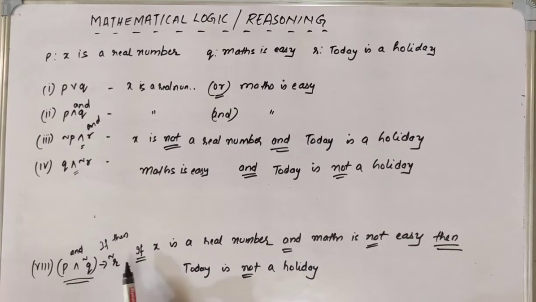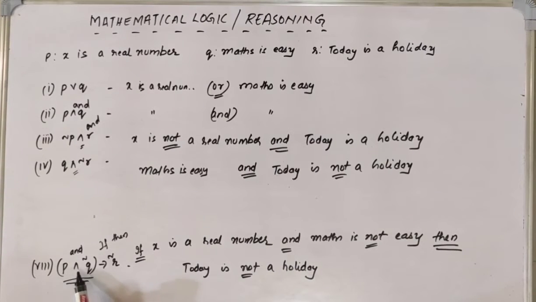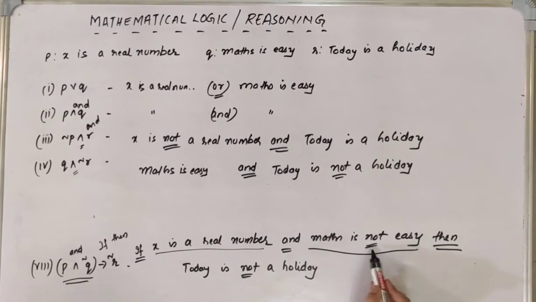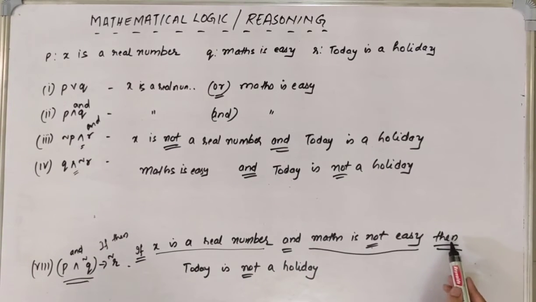So we have P and negation of Q. P is X is a real number. Negation of Q is maths is not easy. And we have conditional sign here. So we'll have to put if then. We'll have to put if here and we need to put then. Where do we have to put then? Just before this particular statement R. Just before R we'll have to put then. Then today is not a holiday.